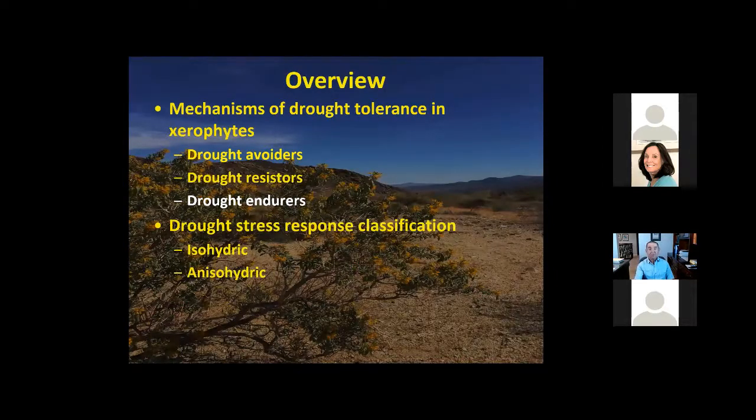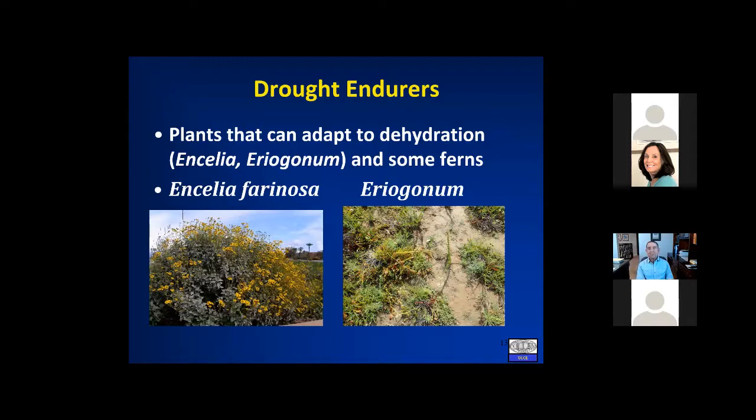Okay, the other one is called drought endurers, and drought endurers are those plants that can adapt to dehydration. A good example of this is the Encelia on the left, or the buckwheats, or Eriogonum, which we have in the ground cover study as well. And some ferns, resurrection ferns, will actually desiccate when there's a dry spell. And some of the tillandsias will do the same thing. So they can do that. I don't have a photo of Encelia during the summer months, but during the summer it will drop all its leaves. It goes dormant completely.